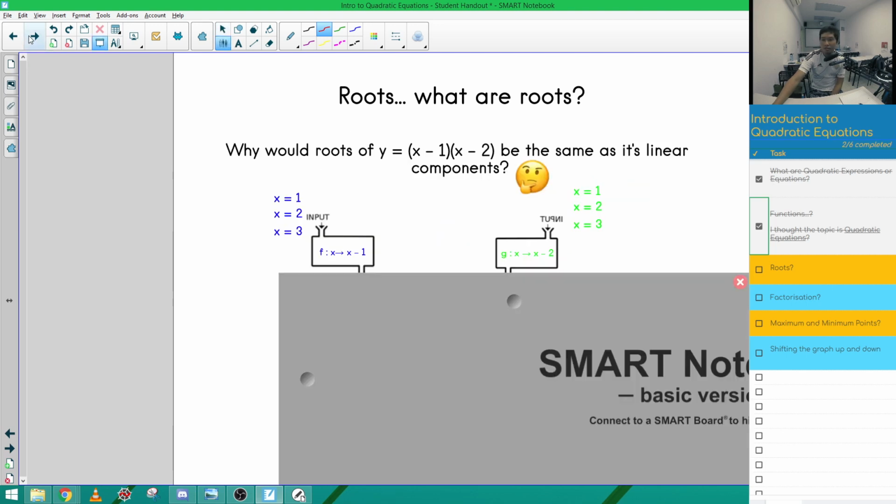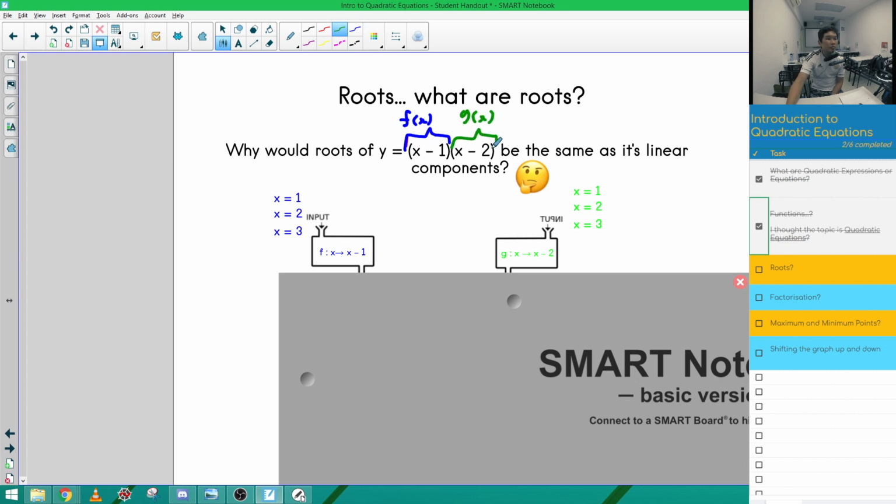So let's look at this in terms of machines. Our functions again. This is why we learn about functions. So let's look at the two separate functions again. If you remember this part, this should be blue, come on. So this is our f of x. Remember, f of x is equal to x minus 1. And this side is our g of x, isn't it?